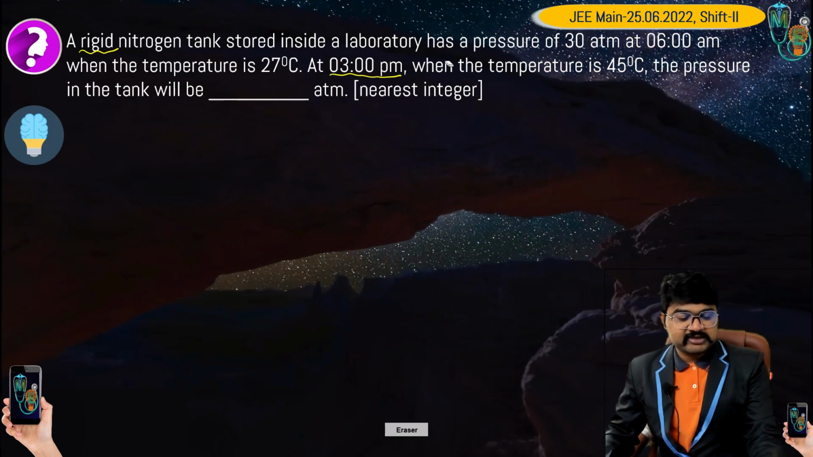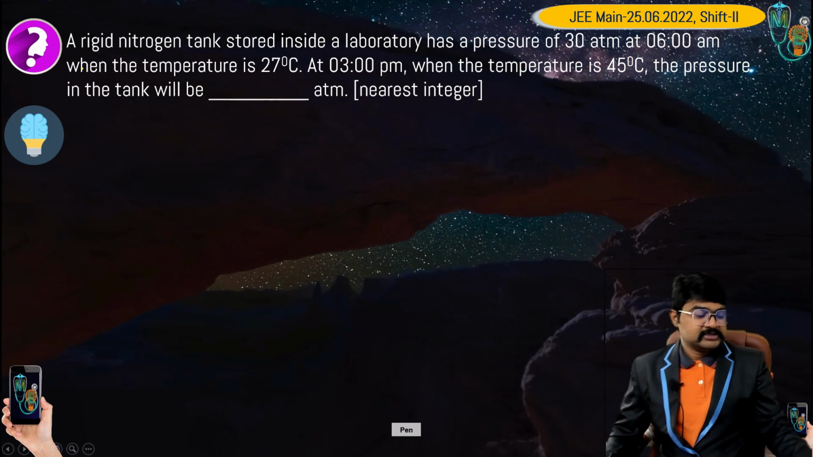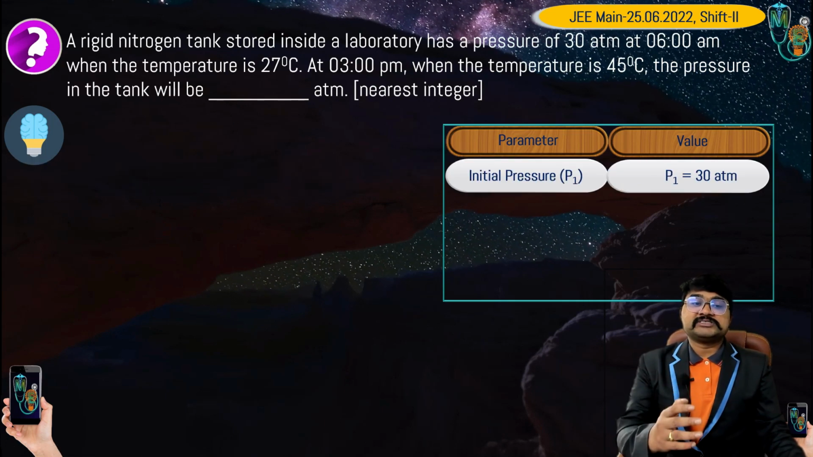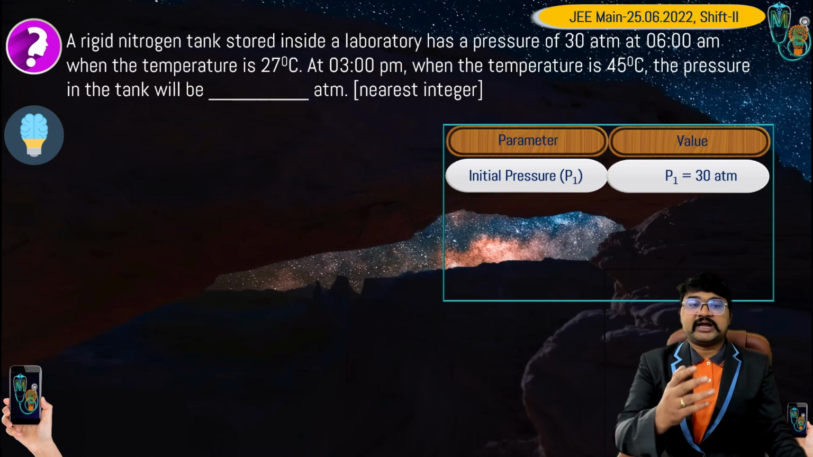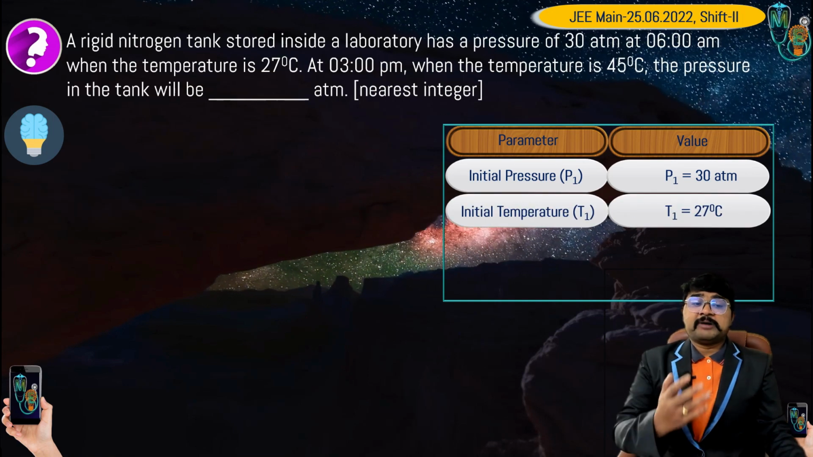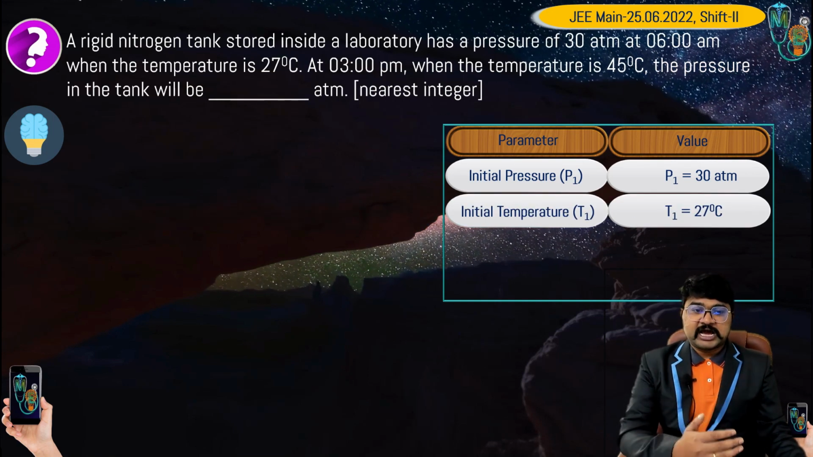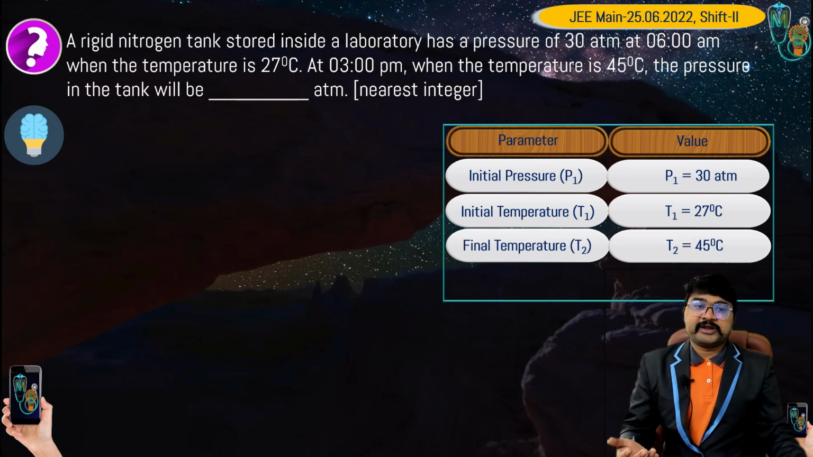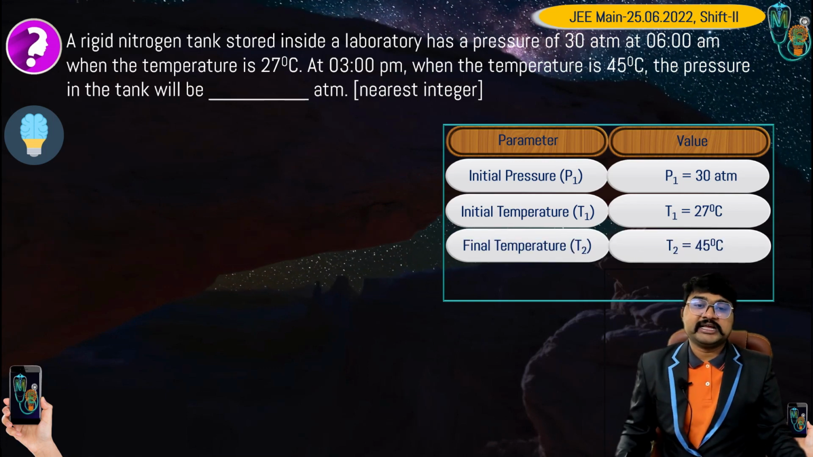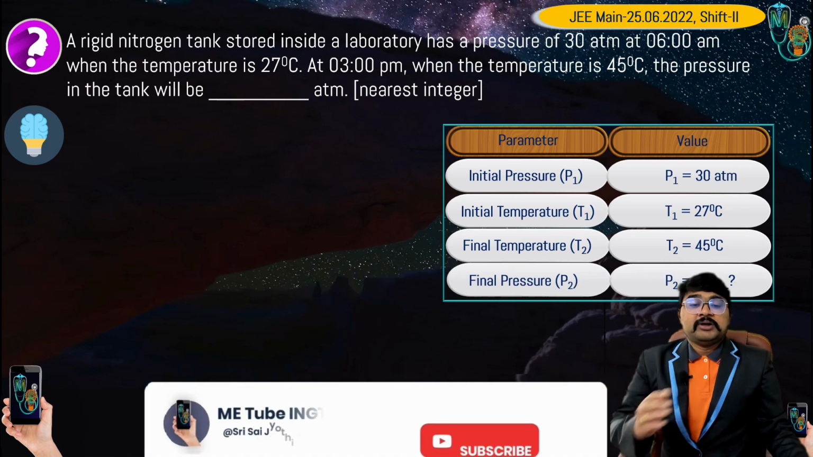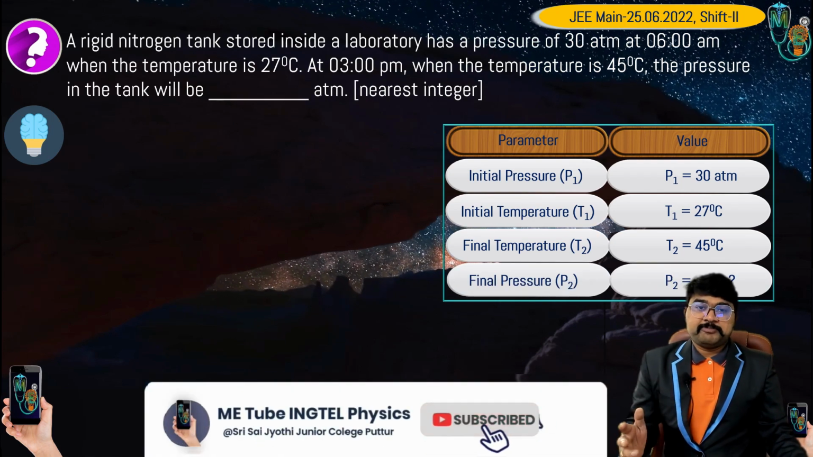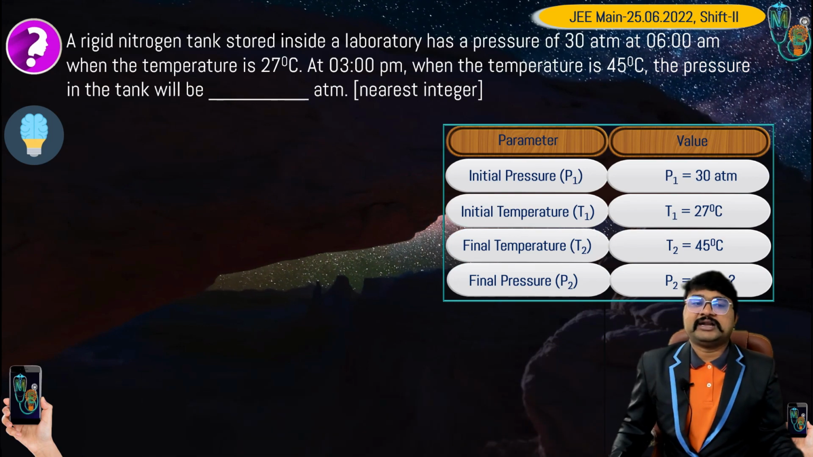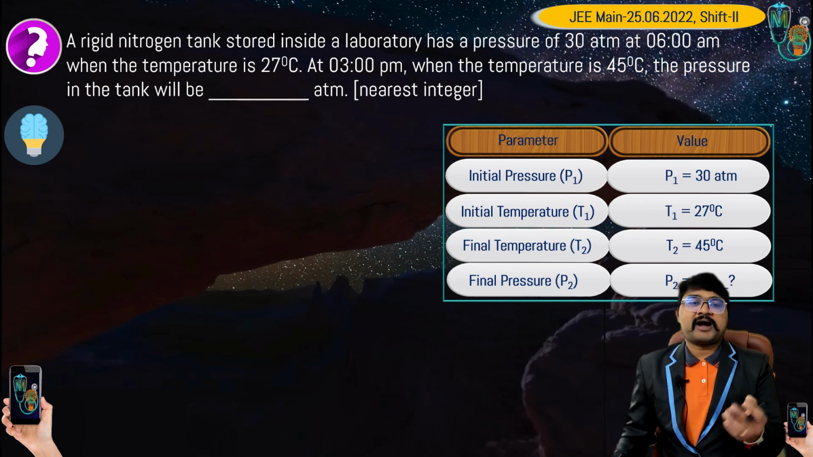So see the given data in the proper manner. What is the initial pressure? Pressure at 6 am, 30 atmosphere. Temperature at 6 am, 27 degrees centigrade. And final temperature, 45 degrees centigrade at 3 pm. Final pressure at 3 pm, what is the pressure of the gas present inside the tank? Understood now? That part we need to calculate.